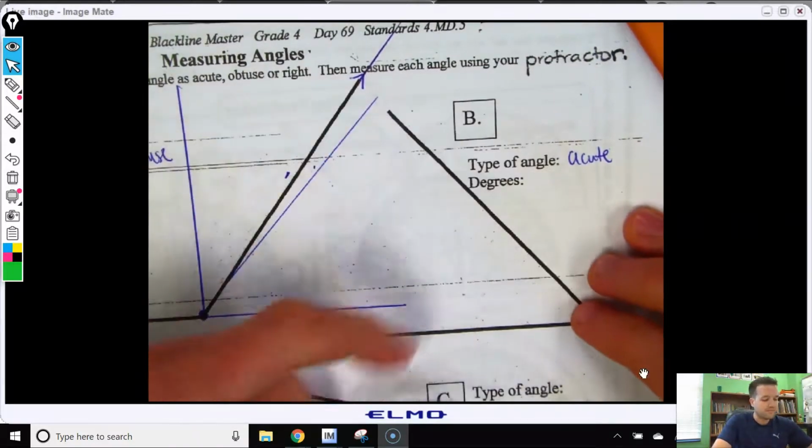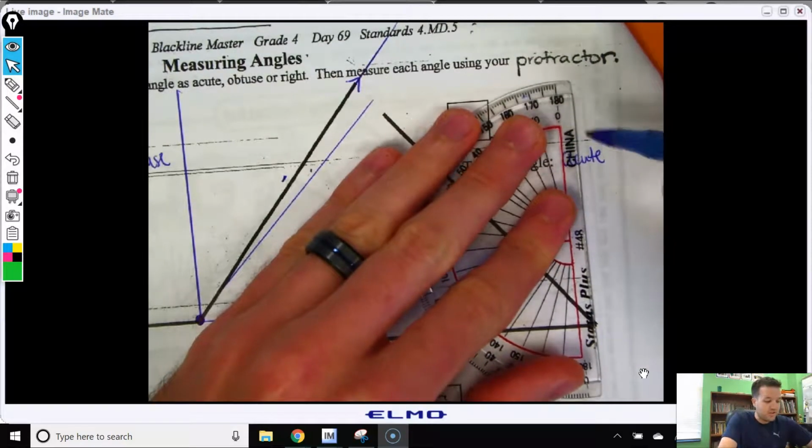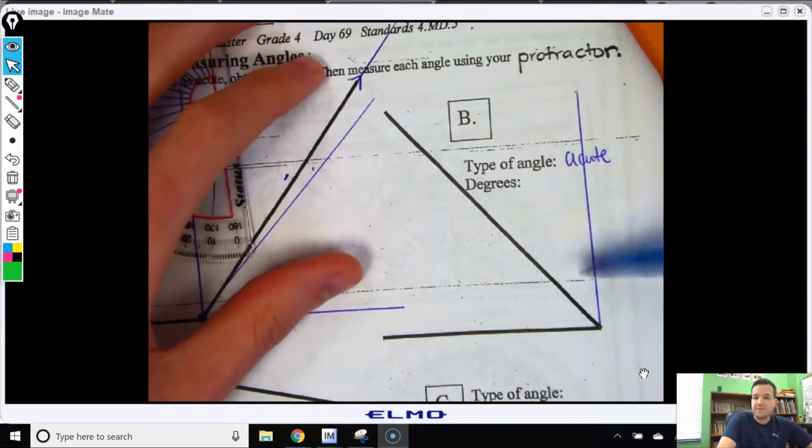So sometimes it's helpful. You would have a straight edge on the EOGs or whatever, like a piece of paper or something to give you a straight mark. That's the 90 degree mark, right?